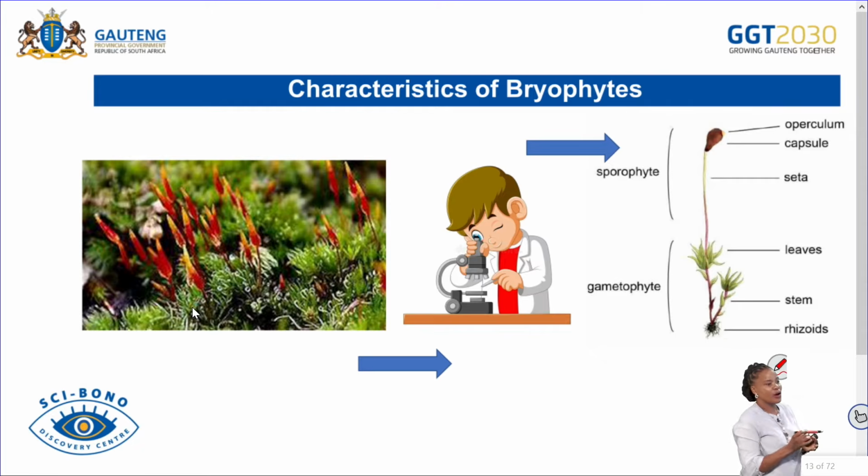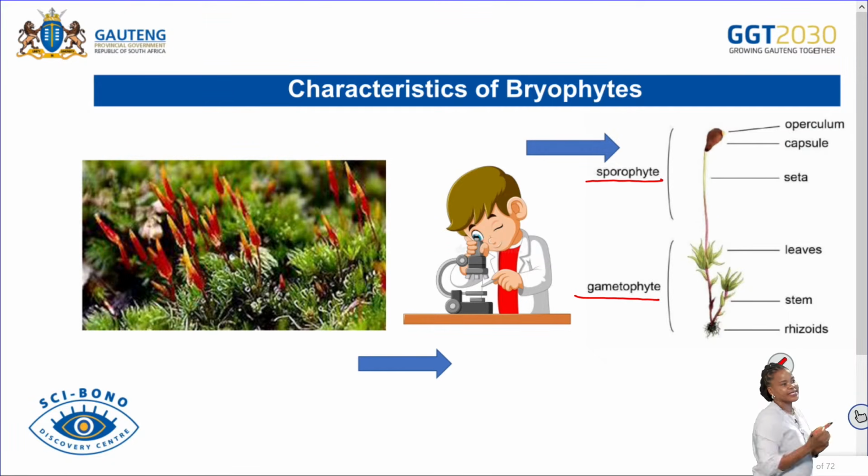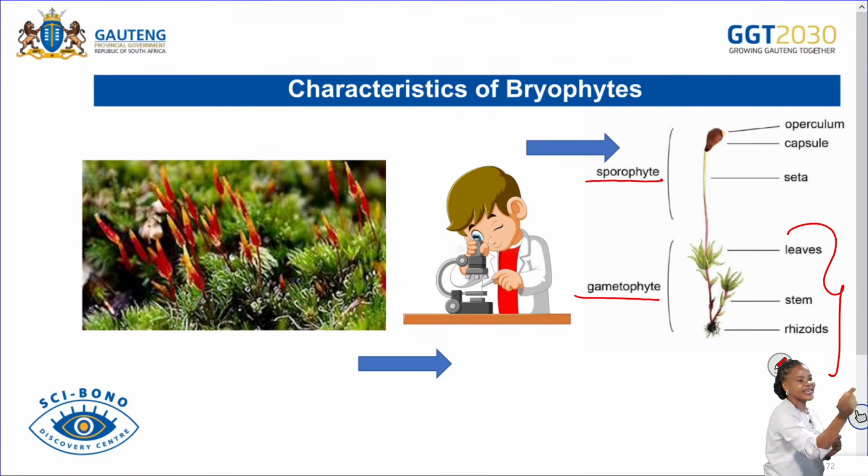Now let us look into the structure of a bryophyte. A bryophyte is made up of two generations. The first generation is the sporophyte generation, and the second generation is our gametophyte generation. The gametophyte generation is said to be the dominant generation. In other words, this is the generation that overpowers the other generation. Gametophyte is more dominant over sporophyte.